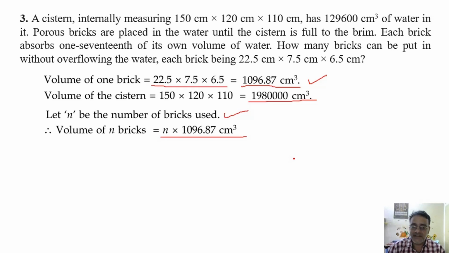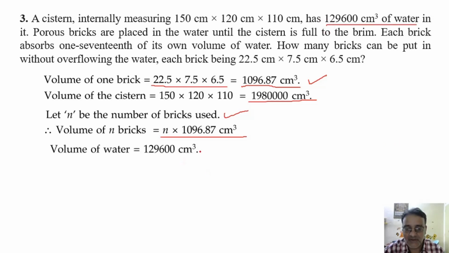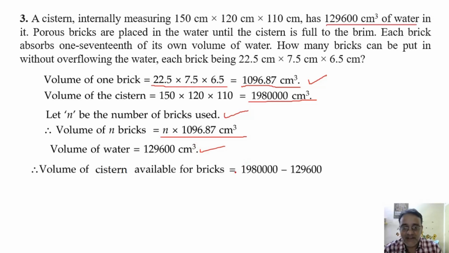Now in the question it is given that the cistern has this much amount of water. So the volume of cistern available for bricks is 19,80,000 minus 1,29,600, that is equal to this one. This much volume is left there, because 1,29,600 water is already in it.